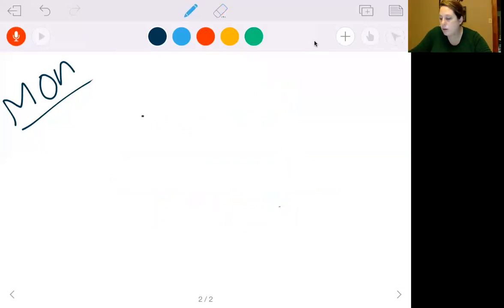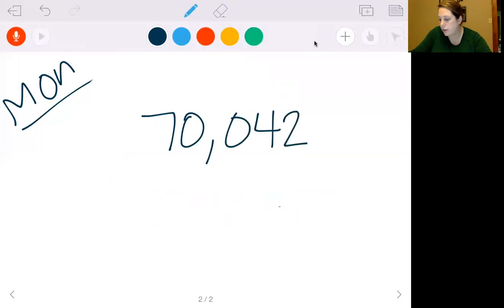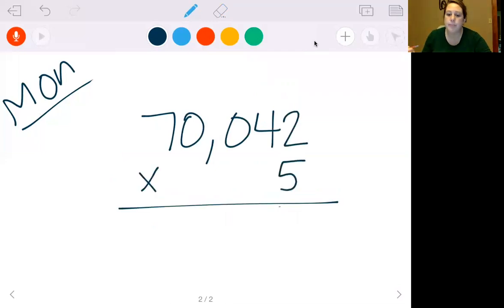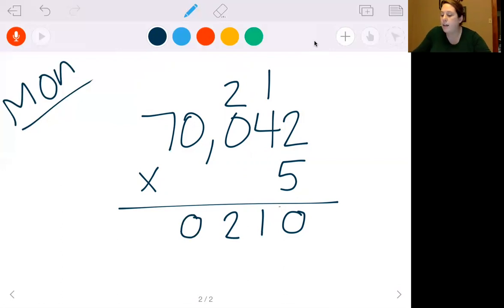Let's do 70,042 times 5. Okay, 5 times 2 is 10. Put my 0, carry my 1. 5 times 4 is 20, plus that 1 is 21. Put my 1, carry my 2. 5 times 0 is 0. 0 plus 2 is 2. 5 times 0 is 0, nothing to carry. And then finally, 5 times 7 is 35. So I'm going to put it down and then put my comma, 350,210. Okay, so today you're going to be practicing some of these.